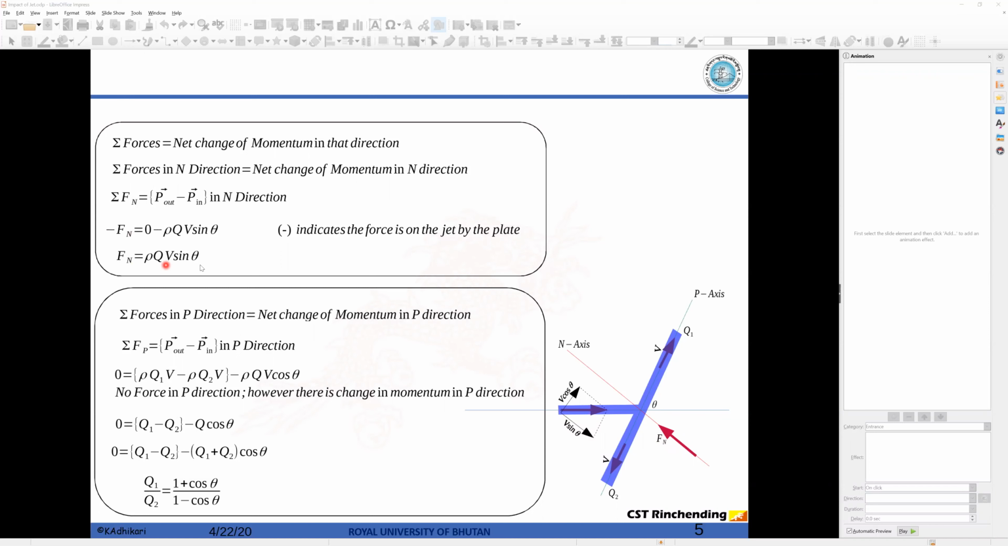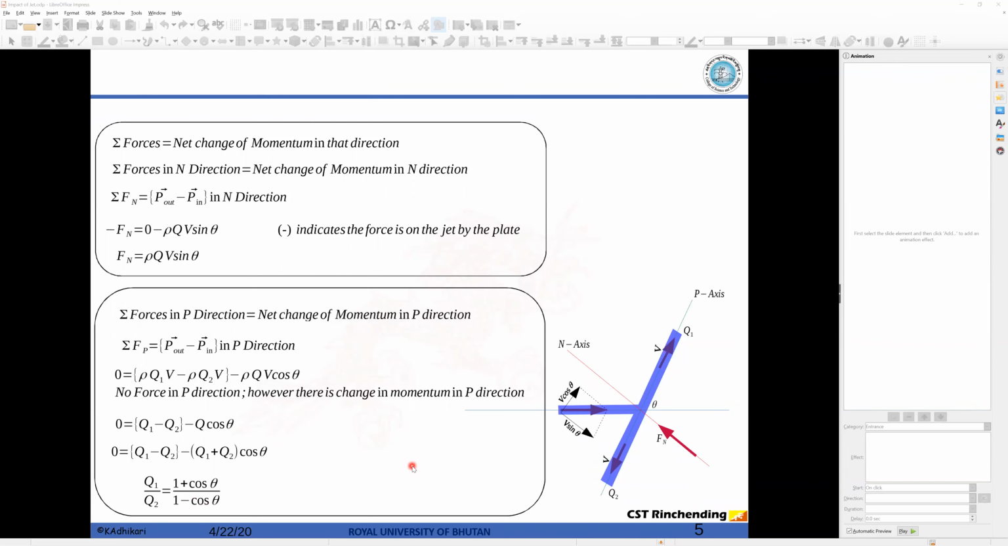Now this Fn is in fact the force exerted by the jet on the plate, which will be in this fashion. Further, we have also discussed that if the discharge is not flowing in equal proportion, then the ratio depends upon theta, and is given by q1 divided by q2 equals 1 plus cos theta divided by 1 minus cos theta.